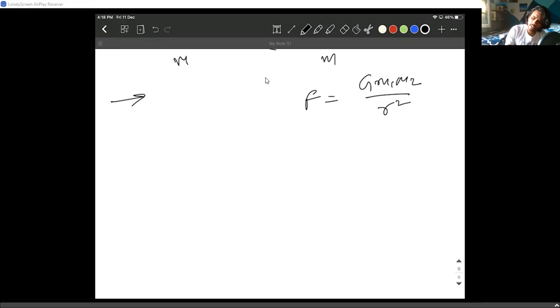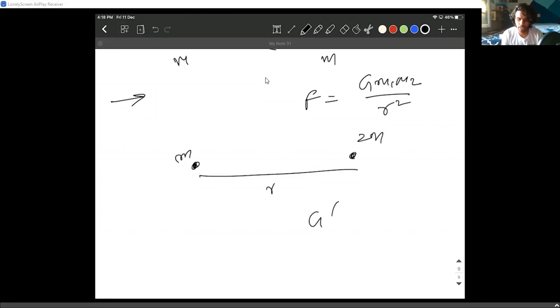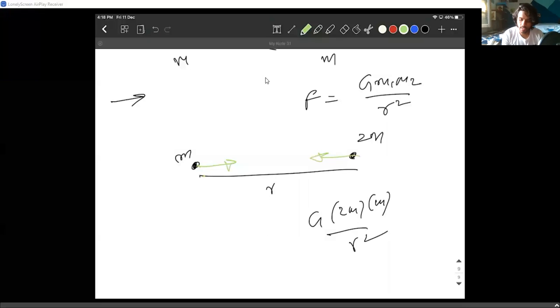So let's talk about a single simple problem. I have a mass m, I have a mass 2m. What's the force between them if the distance between them is r? G 2m m by r square. And you all remember the force direction must be towards each other, towards the centers, that is for sure.